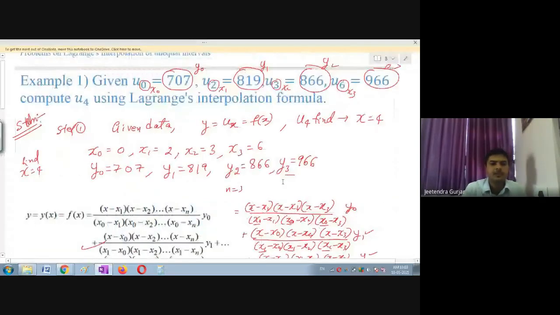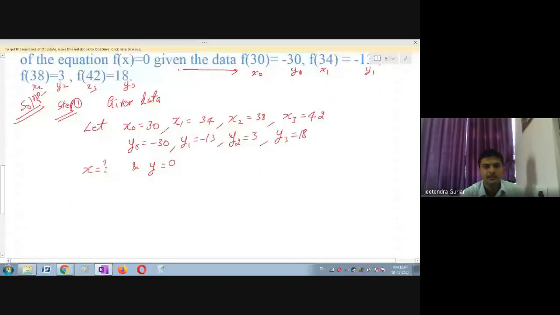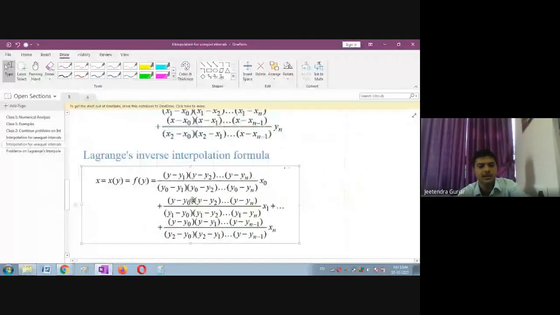We don't know what is y. Then you're going to take y is equal to f of x. That is Lagrange's interpolation formula. If here x is not given and y is given, it means you're going to use Lagrange's inverse interpolation formula. That is this formula going to take. Okay. So just take it and solve it.